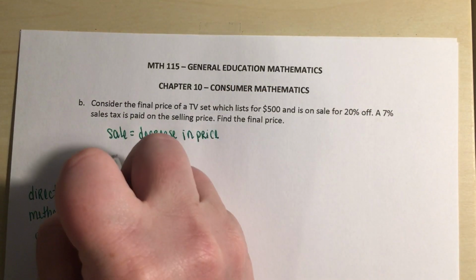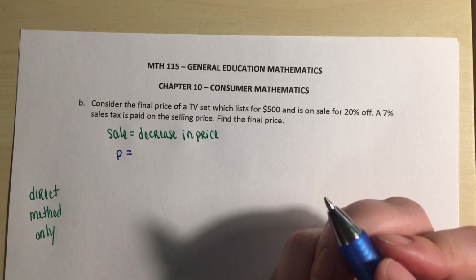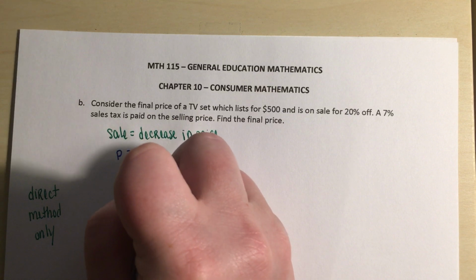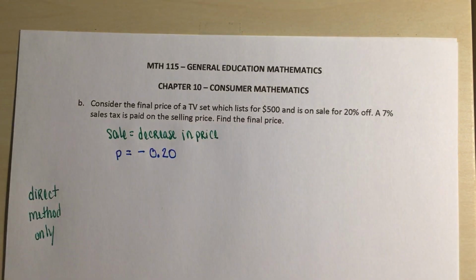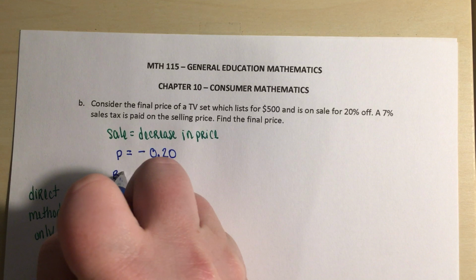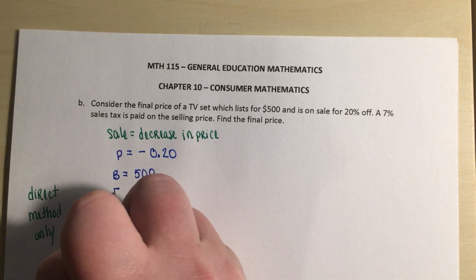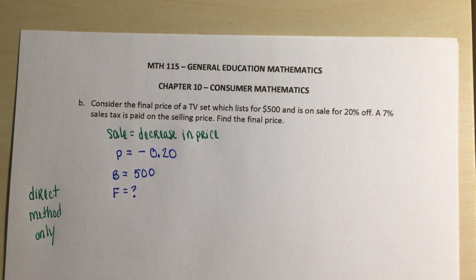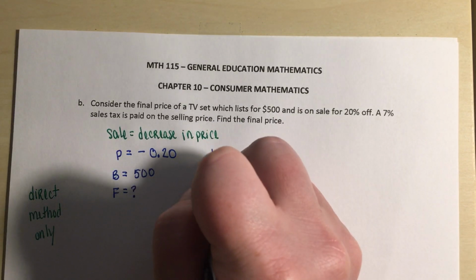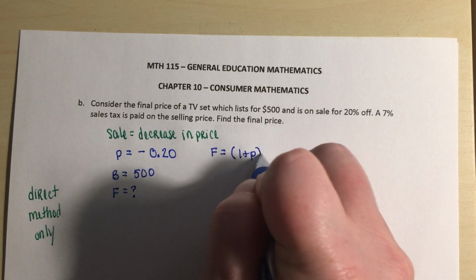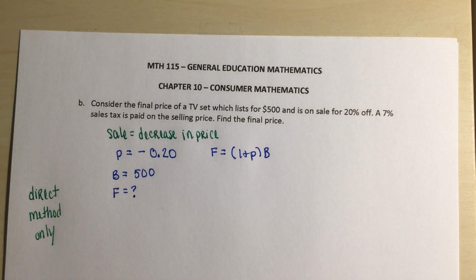All right. So our P is our percent. Since we're thinking about a decrease in price, we're going to write this as negative 0.20. So it's 20% off. It's a decrease, so it's going to be a negative number. Our baseline is our original price, which is 500. And our final value is what we are looking for here. And our formula from the previous page: F equals 1 plus P times B.